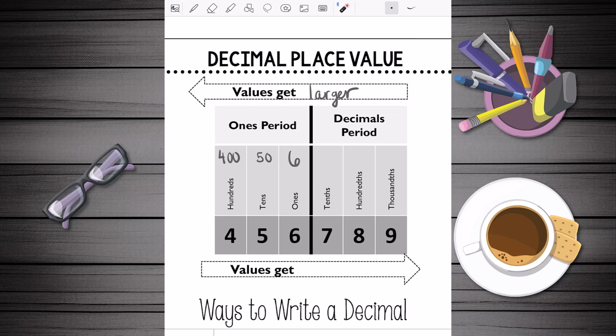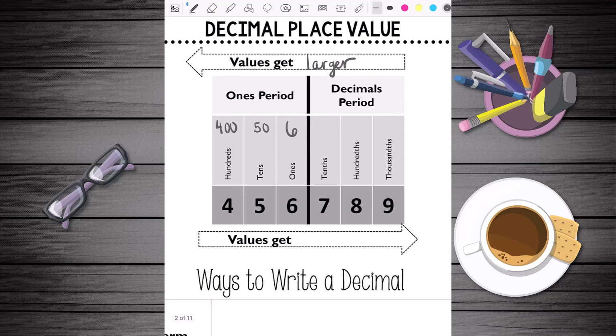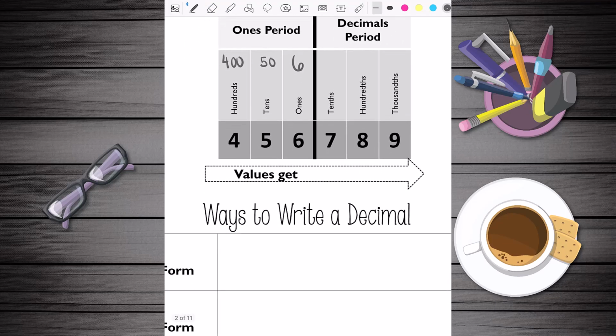Now in 5th grade, this is review. But we're digging in deeper because we're adding to the decimals period. In 4th grade, you learned about tenths and hundredths, and now we're adding on thousandths. So we're reviewing the concept. When numbers move to the right on a place value chart, the values get smaller.